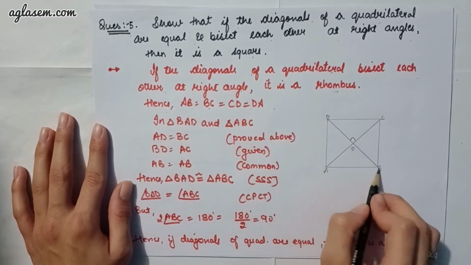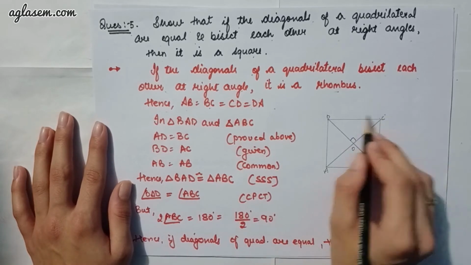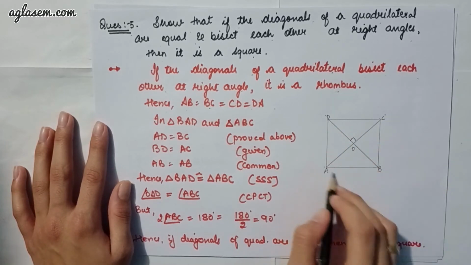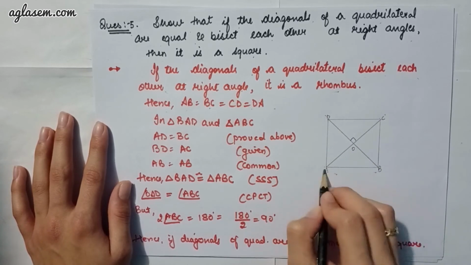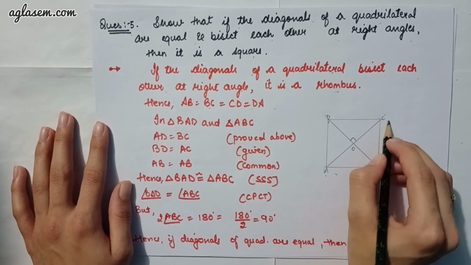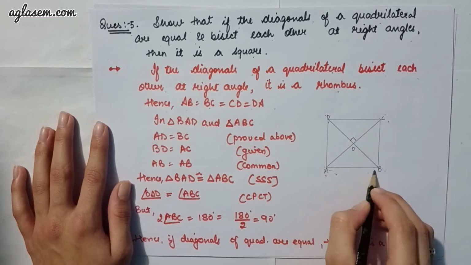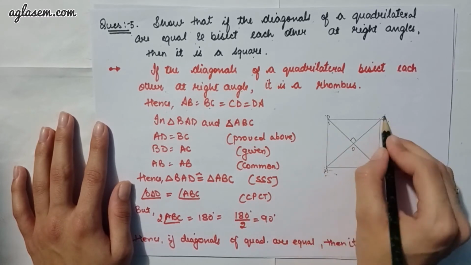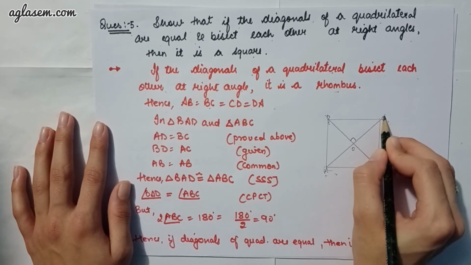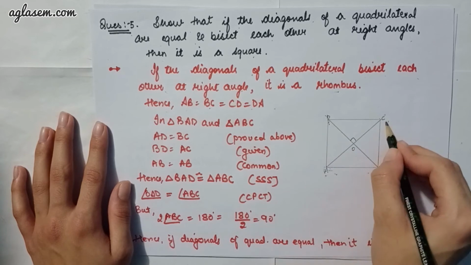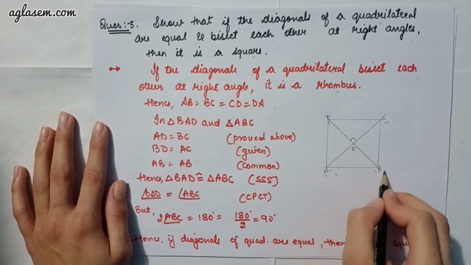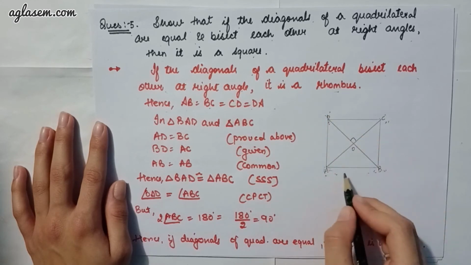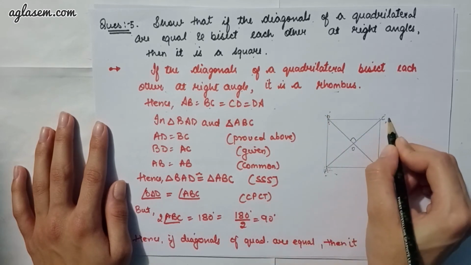We know that AB is equal to BC and CD is equal to DA. All these are equal because it is a rhombus. So, in triangle BAD and triangle ABC, we have AB common and BD is equal to AC, which is given to us. Therefore, AD is equal to BC, which we have already proved. So, triangle BAD is congruent to triangle ABC by SSS property.